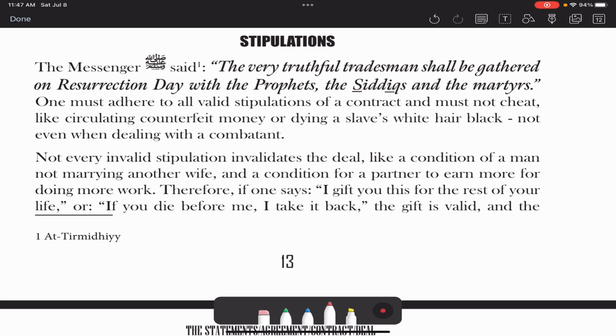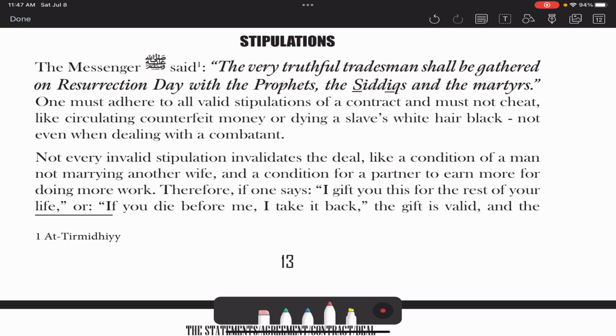Like if you hired someone, whatever stipulations you all agreed on, you have to adhere to that. Salary, time, work, or a dowry. A man married a woman and he has to pay her a dowry. Whatever they agreed to, he has to adhere to that. And he must not cheat. The Muslim can't cheat.